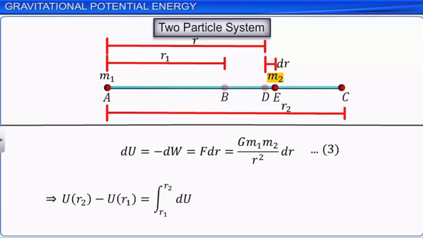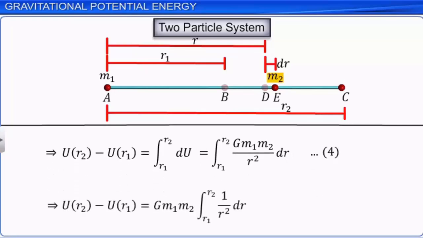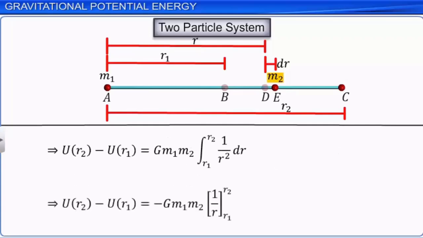On simplification, we get the expression Ur2 minus Ur1 is equal to G m1 m2 into (1 by r1 minus 1 by r2). Let this expression be equation 5.